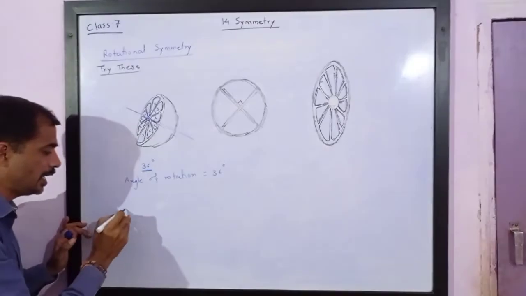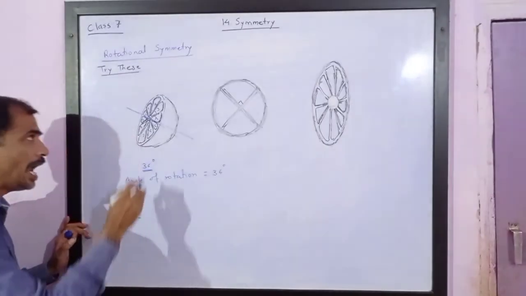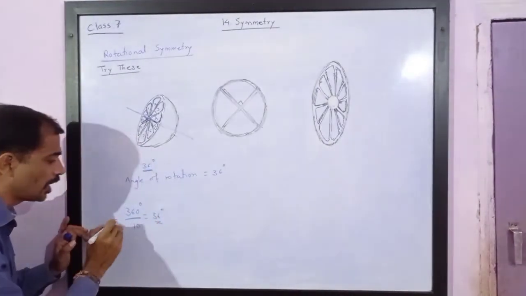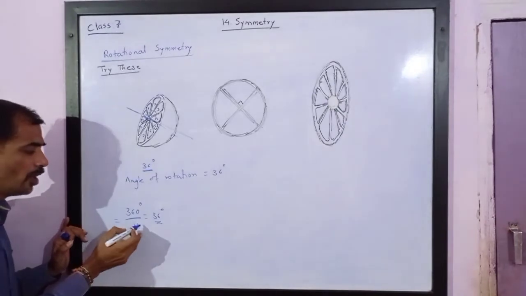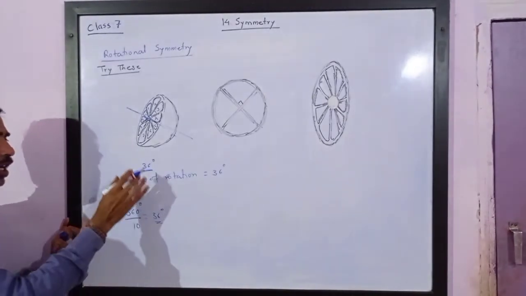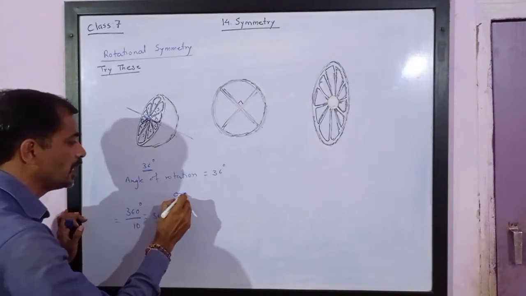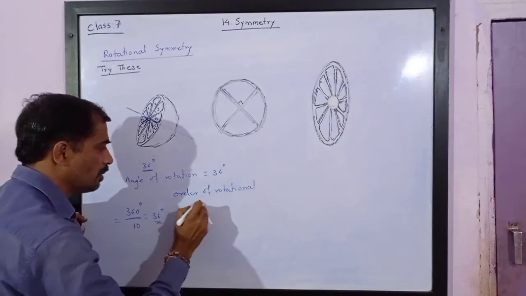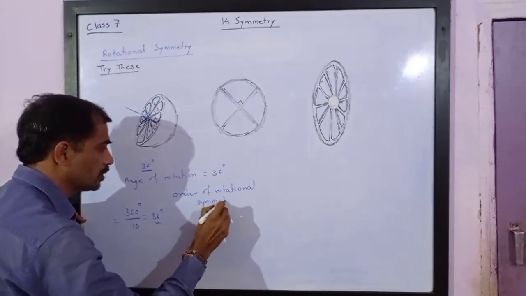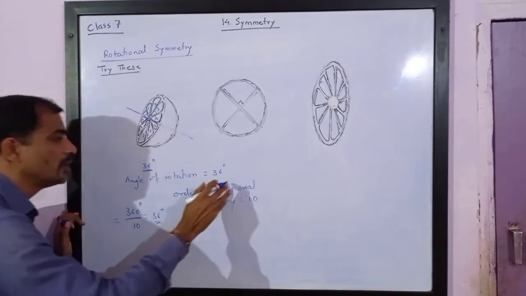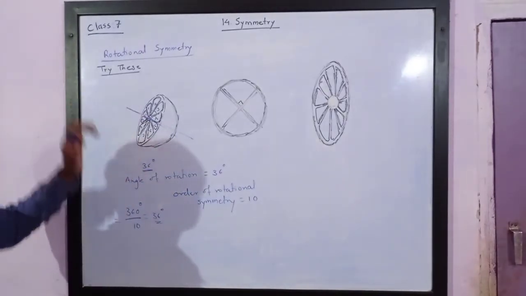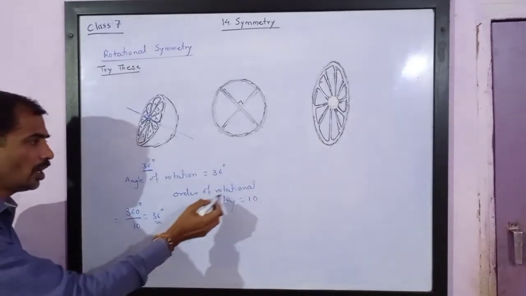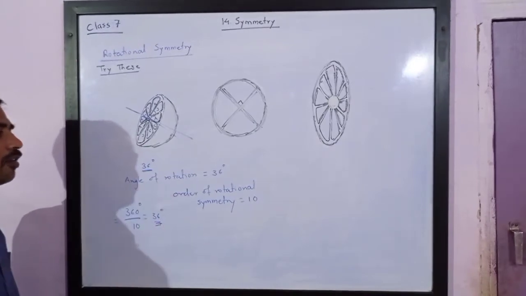Total angle is 360 degrees and there are 10 petals. So if you divide this by 10, you will get 36 degrees. So angle of rotation is equal to 360 upon order of rotation. So here order of rotational symmetry is equal to 10 in this figure. Now if you divide total angle by order of rotational symmetry, we get angle of rotation.